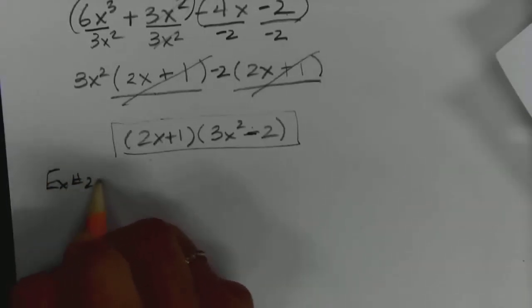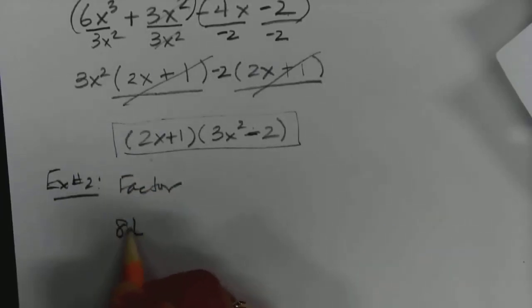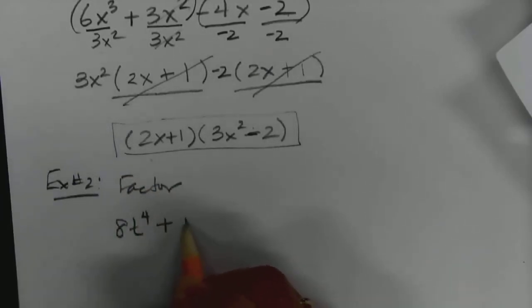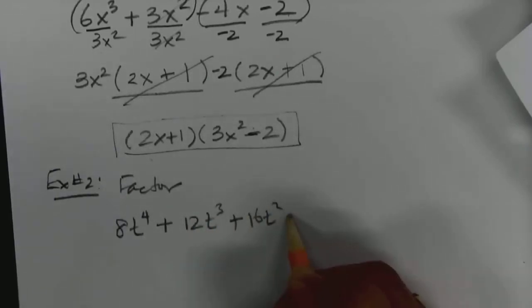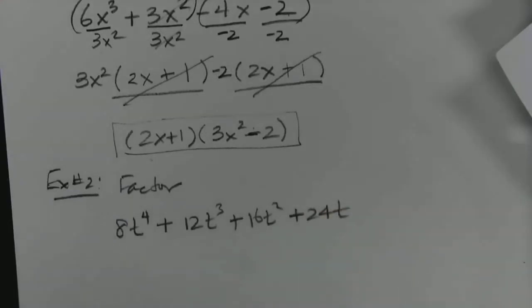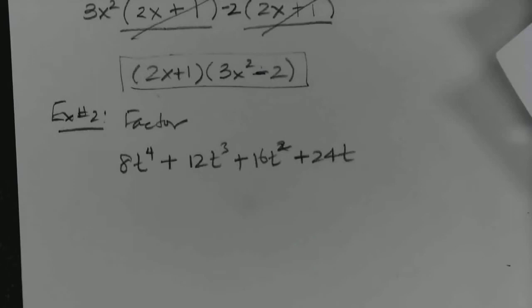You tell me what to do with this one. Factor. I got 8t to the 4th plus 12t to the 3rd plus 16t squared plus 24t. Why do they use T? I hate T. Now, remember what I told you starting today. Look at each term and see if you could factor anything out first.